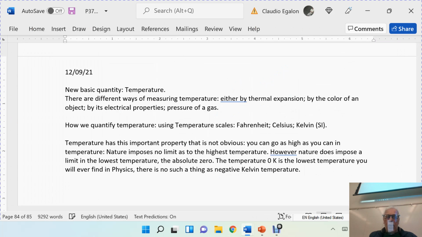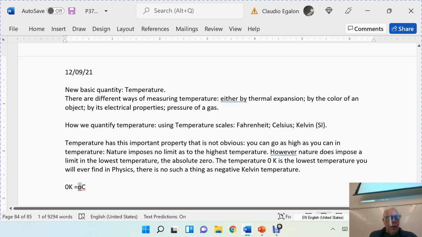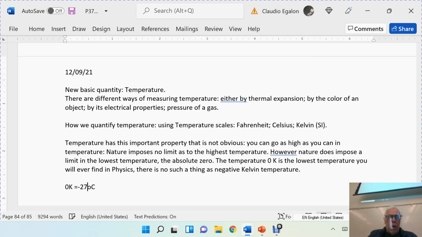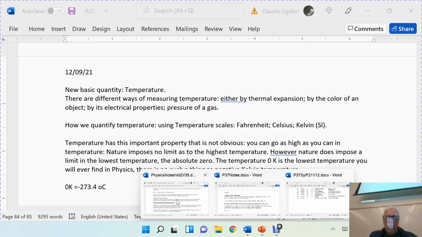So 0 Kelvin means what? 0 Kelvin is represented by the letter K. Celsius is represented by the unit degree C. And 0 Kelvin is minus 273.4 C. Even I don't memorize those things, but it's something around that.